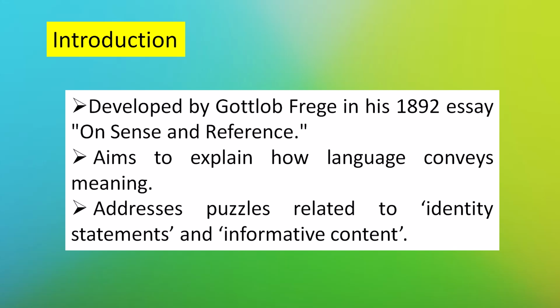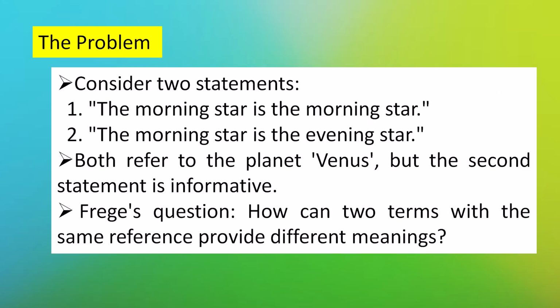Frege's theory of sense and reference is one of the cornerstones of modern philosophy of language. In his seminal essay On Sense and Reference, which was published in 1892, Frege addressed the relationship between language, thought, and reality, offering a framework to understand how words connect to the world and convey meaning. The problem Frege liked to tackle: Frege's work was motivated by certain puzzles about identity statements and meaning.